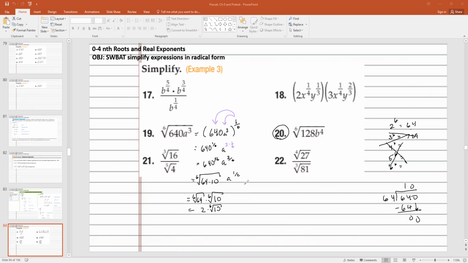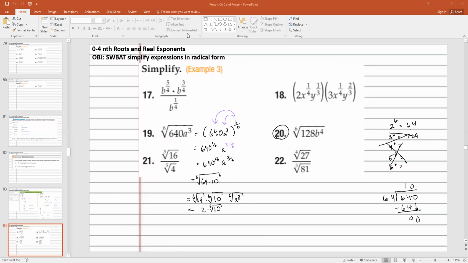Now, however, if you leave it like that, you're going to end up with 2 times the 6th root of 10 times the square root of a, and you don't want that. You don't want 2 different radicals. So we're just going to get 1 radical. How do we get just 1 radical? Don't do anything to it. Keep it the way it was. So you just keep it as the 6th root of a cubed. That's all.